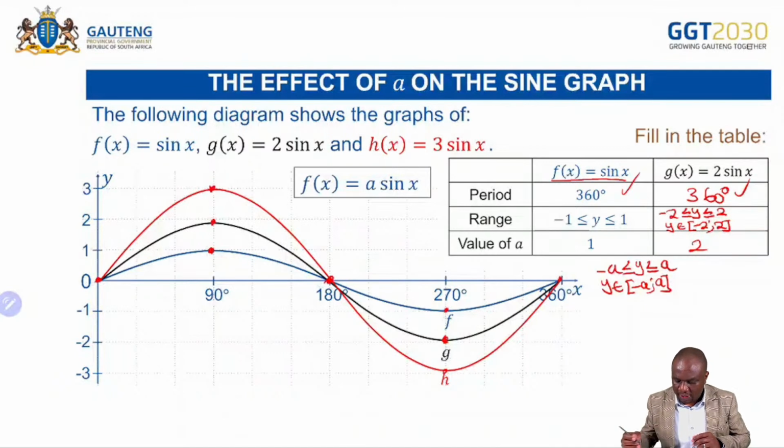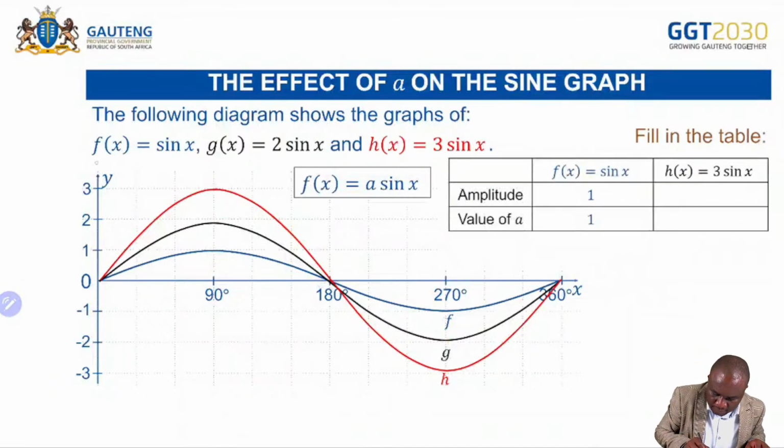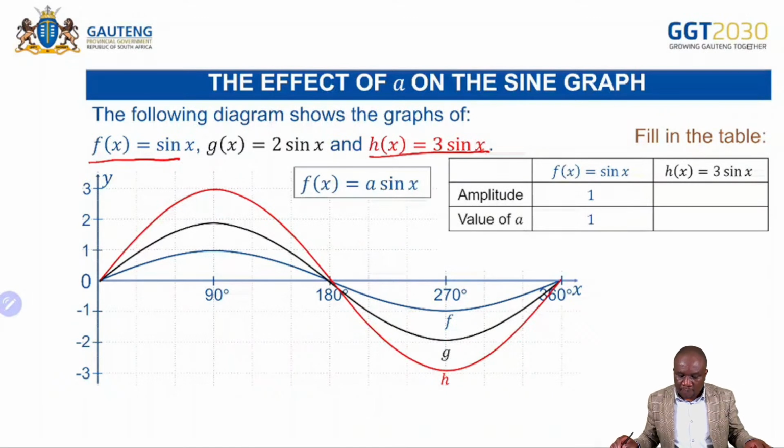Now I'll be giving you time to do an activity now. Let's go to the next one. All right, I want you to compare f of x and h of x. Please fill in the table. I'm going to give you 2 minutes. What's the amplitude of h of x? 2 minutes.